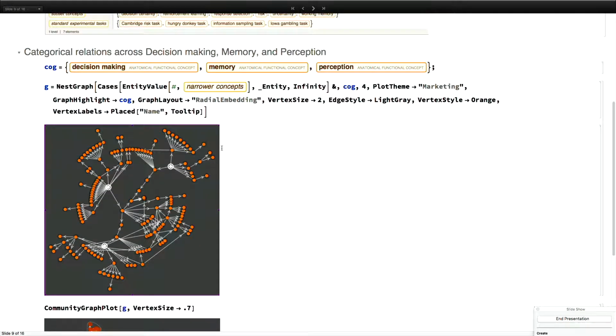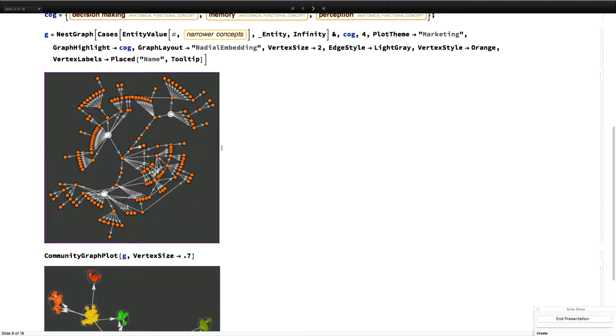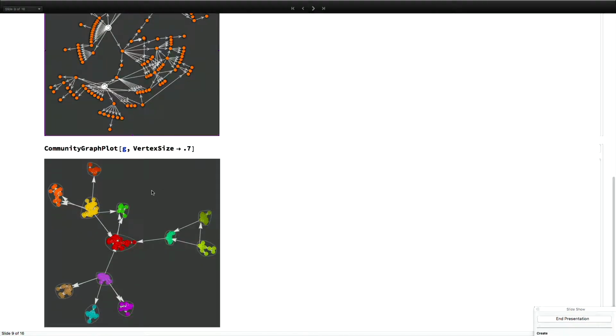And sometimes other types of visualization help us gain some more insights. This is looking at the same relations, but using a community graph plot. A group of concepts here describes perception, and here constitutes memory, and this constitutes decision making. So they all meet here in the middle for recognition of objects, faces, and patterns.